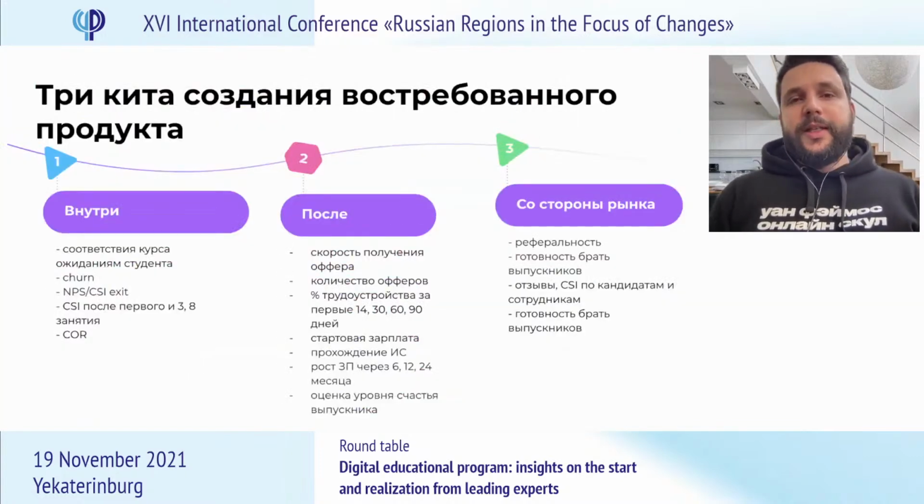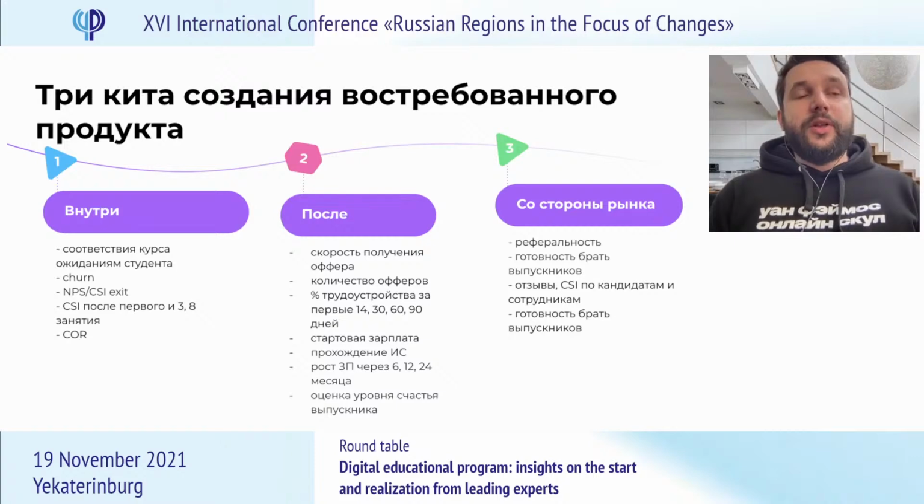And two more high-level slides before I finish. The three pillars of creating a sought-after product, looking at a course first: whether our course matches students' expectations. Are we actually delivering what we have sold? How many students drop out? What are the feedback metrics from review from service, and how many students even complete the course? Because even if only 70% of students complete the course, even fewer of them will find employment.